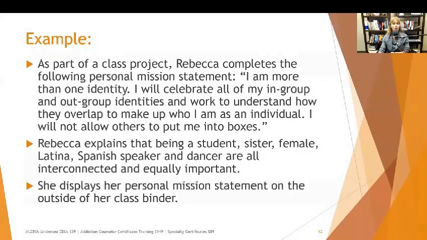She displays her personal mission statement on the outside of her binder. So this is something clients can do if you have them keeping a binder, a journal, whatever you call it in your facility. That's something that can form the cover page if you want to do that. You can also have them do an art project, like a collage, so it's not words, if that makes them feel more comfortable.